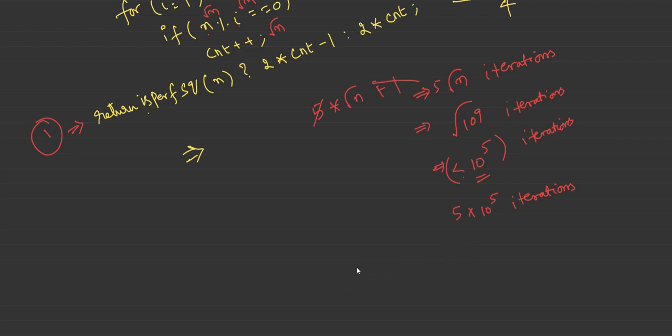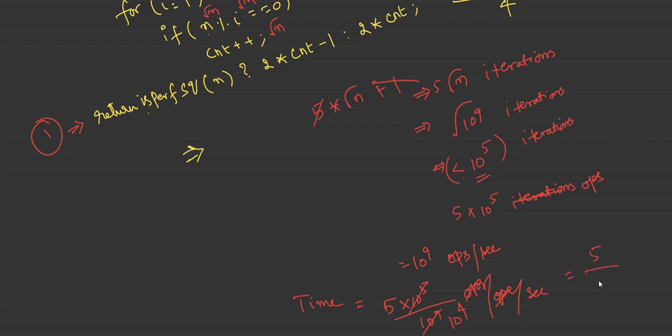Now, let's come back to the number of instructions that can be executed by an online compiler: 10 power 9 operations, sorry, operations per second. Now, if I want to find the time taken for executing the code, it is 5 into 10 power 5 divided by 10 power 9 operations per second. So operations get cancelled. 10 power 5 makes 10 power 9 into 10 power 4, which is 5 by 10 power 4 seconds, which is nothing but 0.0005 seconds, right?